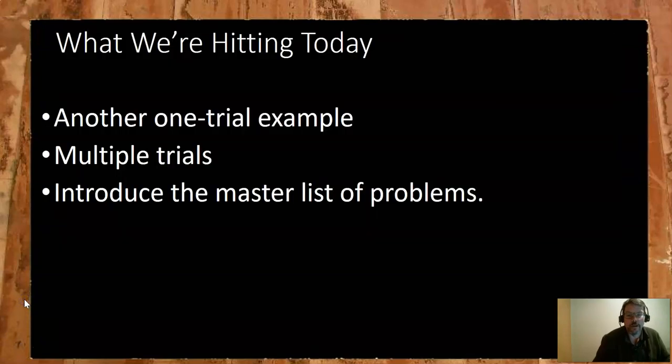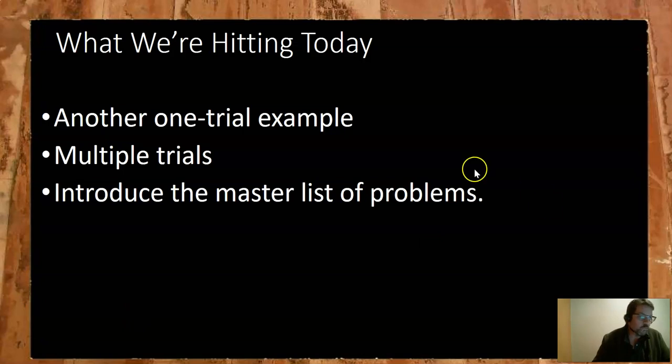What are we looking at today? We're going to look at another one trial example. I'm going to also look at the problem I assigned from last time. And today we're going to get into how do we do multiple trials. We're not going to do the statistical analysis of multiple trials yet, just the multiple trials. And we're going to go through the master list of problems so you know what problems you have to choose from and kind of know what's going on with them.